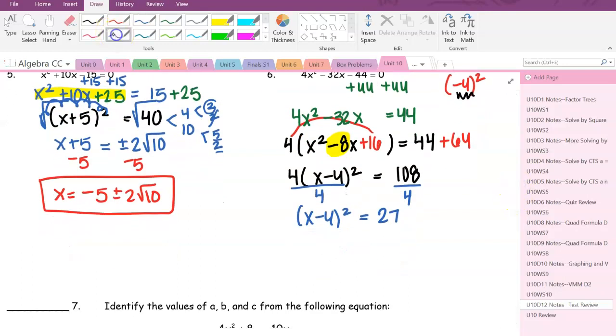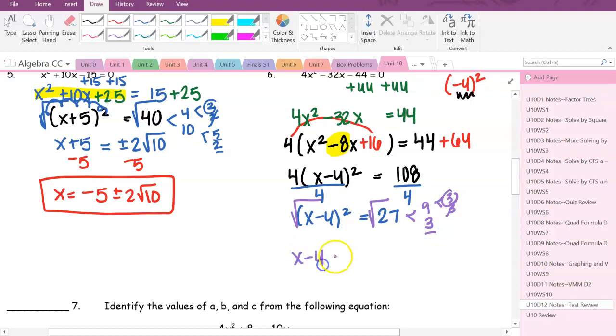And now we can root both sides. And we will do our tree. And we have a pair of 3s and a 3 that's left out. So x minus 4 is equal to plus or minus 3 root 3. And then finally we're going to add that 4 over. But again, you can't combine it, so it's going to stay in front. And it'll look like this.